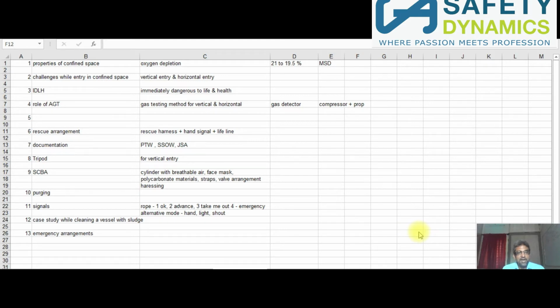And then what about IDLH? IDLH is immediately dangerous to life and health, because the moment it crosses the particular limit, it becomes immediately dangerous to life and health. That is the thing.